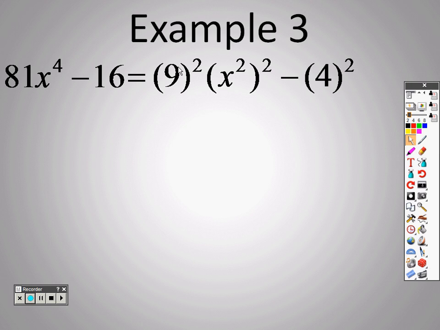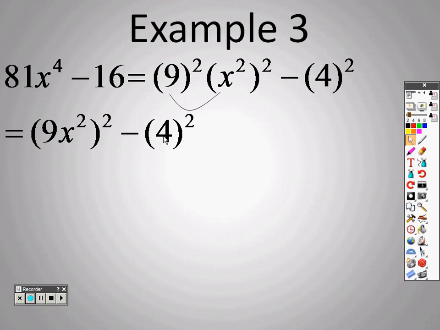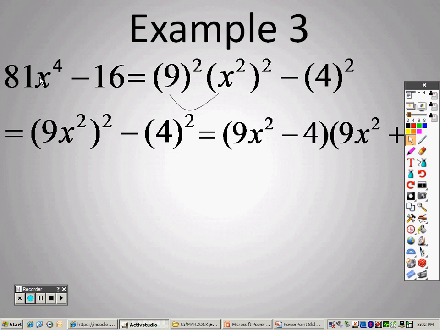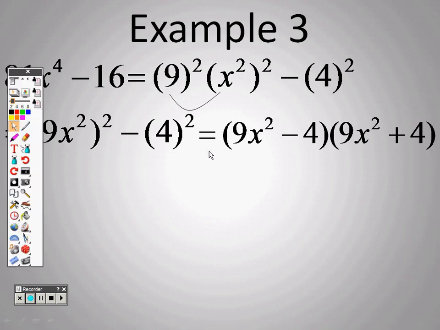So I can combine those two items together because they're both squared and make that a 9x squared, all of that squared, and a 4 squared at the end. Which means the difference of two squares, I take the first item minus the second, which is what I have right here. And I take the first item plus the second. Now because that's plus, that's basically done. There's nothing I can take out that's in common, so I'm basically done.